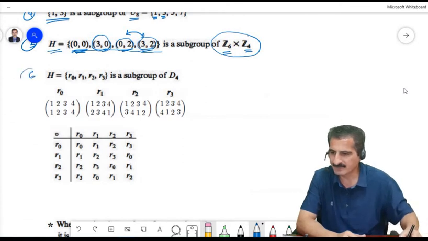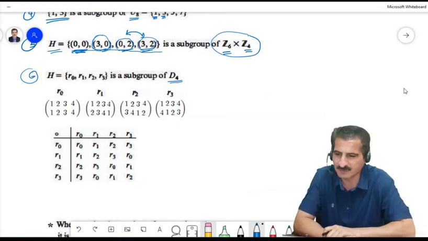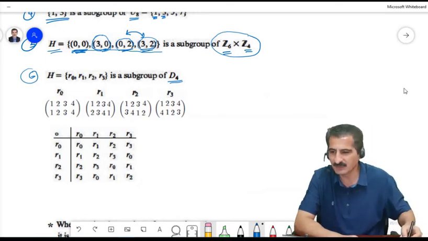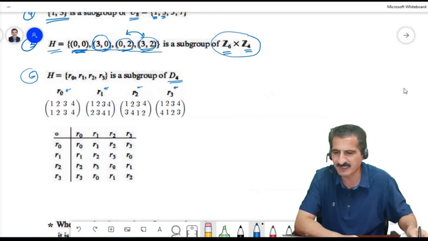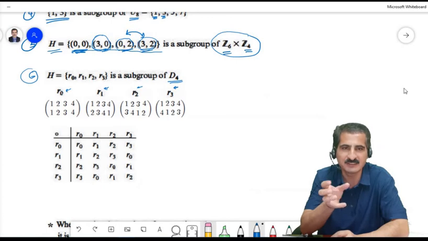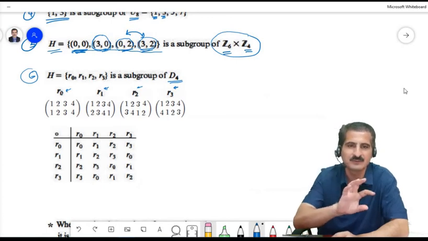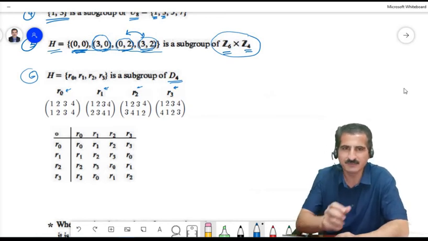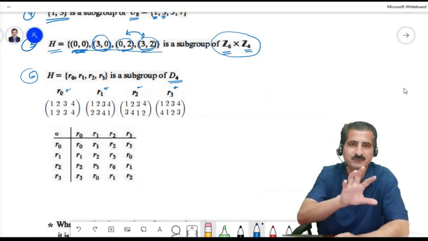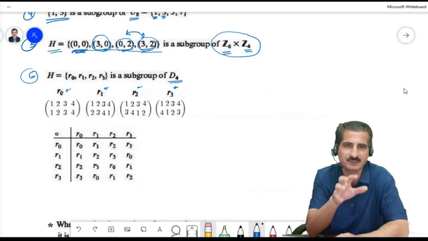Okay, example number 6. If we take D4, you remember D4, the dihedral group of order four, it is the symmetries of the square, which consists of rotations and reflections. Now, if we take the rotations only together as a subset, then that subset is a group, and therefore it is a subgroup of D4. And here I recalled these things are R0, R1, R2, R3, these are rotations. Remember, R0 is doing nothing, this is the identity. R1 rotating 90 degrees, R2 rotating 180 degrees, R3 rotating 270 degrees. Okay? Now, for sure, R2 is its own inverse, because if I rotate 180 degrees and then another 180 degrees, then I go back to the point I was on.